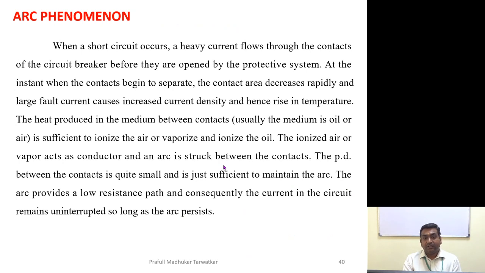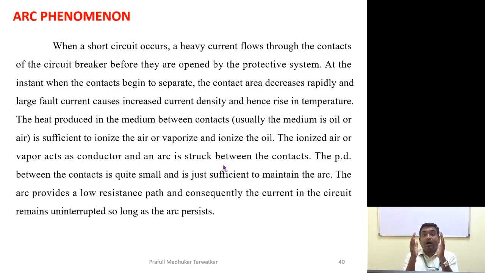Now the phenomenon of the formation of an arc is called the arc phenomenon. When there is a separation of contacts taking place in the circuit breaker, what happens? The arc is struck between these two contacts. So there is a formation of the arc between the fixed contact and the moving contact. So this arc is important.